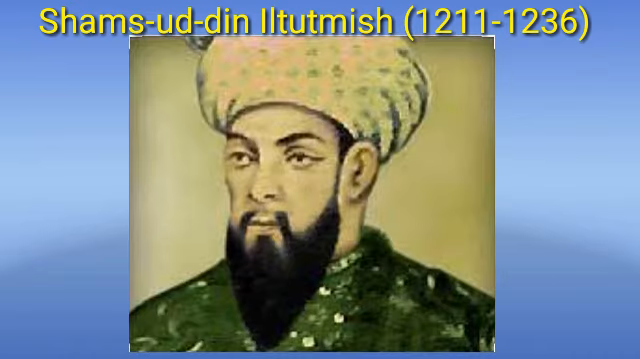Shamsuddin Iltutmish, 1211 to 1236, is the son-in-law of Qutb Aibak. Qutb Aibak was succeeded by Iltutmish, children. He was considered the real founder of the Sultanate. He undertook many steps to make the Delhi Sultanate strong, children. He shifted the capital from Lahore, which is in present-day Pakistan, to Delhi. He consolidated his position by suppressing the rebellious nobles and the Rajput chiefs. So he suppressed those who were against him, that is the nobles and the Rajput chiefs, children.